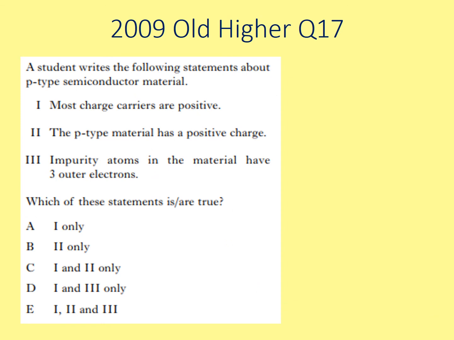2009 Old Higher Question 17. A student writes the following statements about p-type semiconductor materials. Which ones are true? Most charge carriers are positive. Well, p-type, yep. The p-type material has positive charge carriers. The material is positively charged. No, it does not. Even though the majority charge carriers are positive, the overall number of protons and electrons are the same. Therefore, the material is overall neutral. Impurity atoms in the material have 3 outer electrons. Well, if I had 3 outer electrons, that means I would have a hole, which is a positive charge carrier, so that is definitely true as well. So statements 1 and 3 are correct.